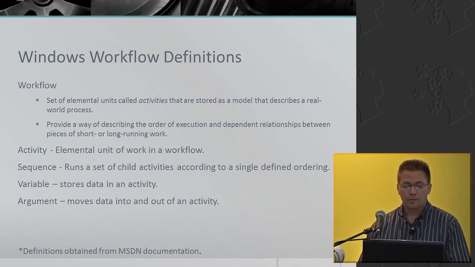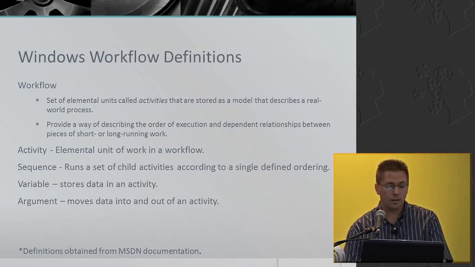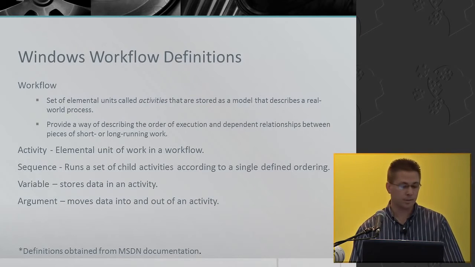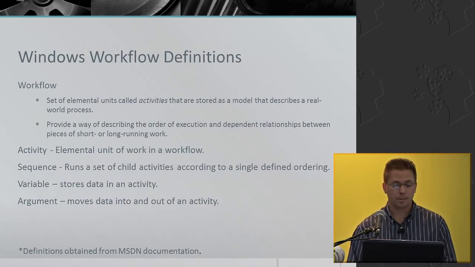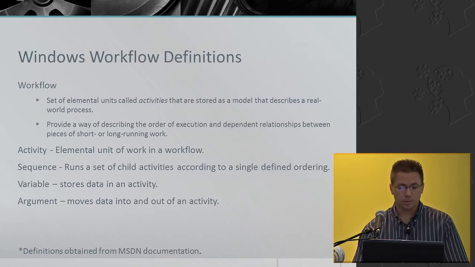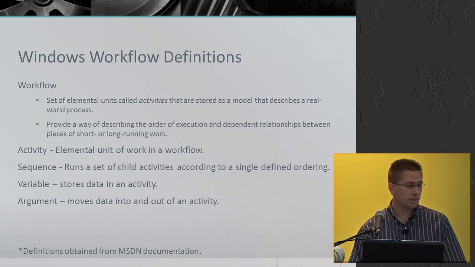So before we jump in and look at the workflows, let's just get on the same page as far as what some of the definitions are for Windows Workflow. A workflow itself is basically a series of steps defined from start to finish. The steps themselves are called activities. You can think of an activity as a unit of work. Another common term in Windows workflow terminology is a sequence. A sequence is just a collection of activities.